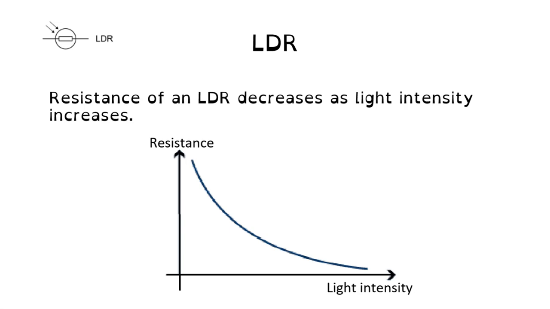So when it's really bright, so that's got a high light intensity, the resistance is low. When it's dark, that's got a low light intensity, the resistance has increased. So the resistance of an LDR decreases as light intensity increases.